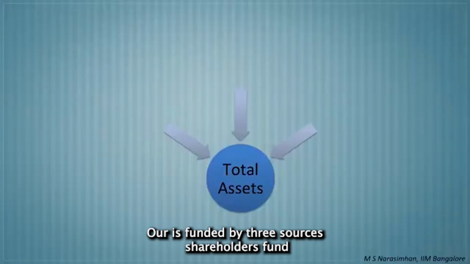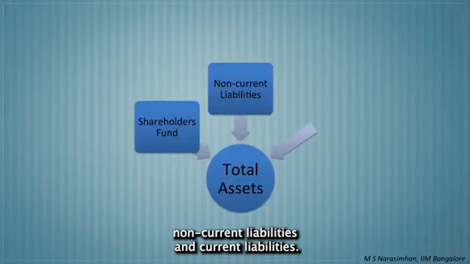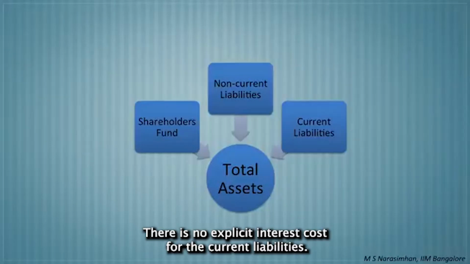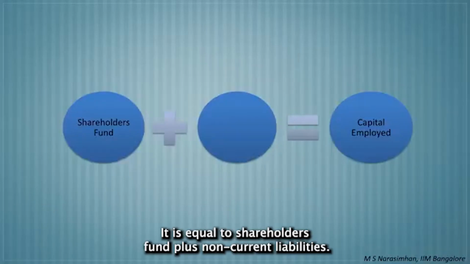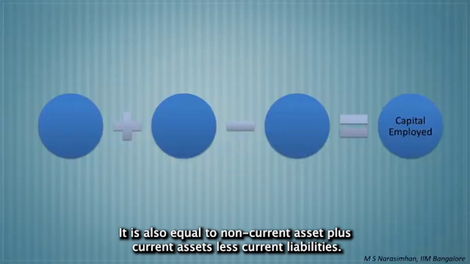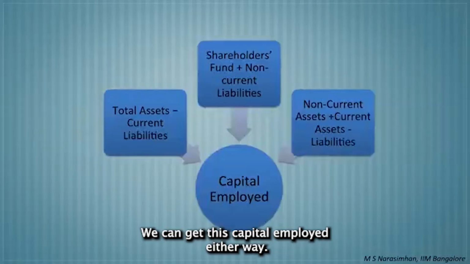Total assets are funded by three sources: shareholders' fund, non-current liabilities and current liabilities. There is no explicit interest cost for the current liabilities. If you remove current liabilities from the total assets, we get capital employed. It is equal to shareholders' fund plus non-current liabilities. It is also equal to non-current assets plus current assets less current liabilities. We can get this capital employed either way.